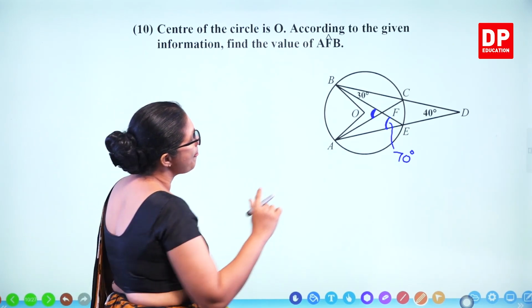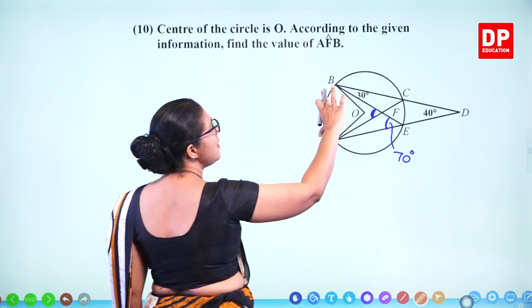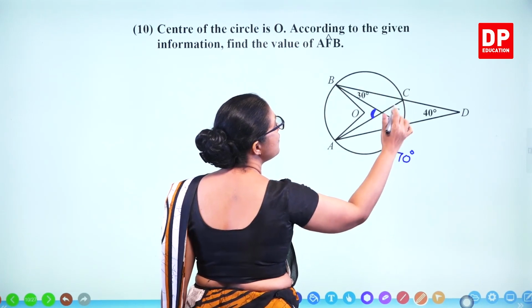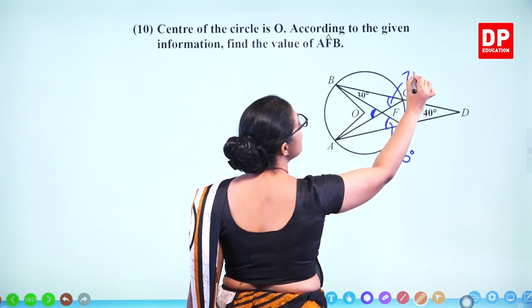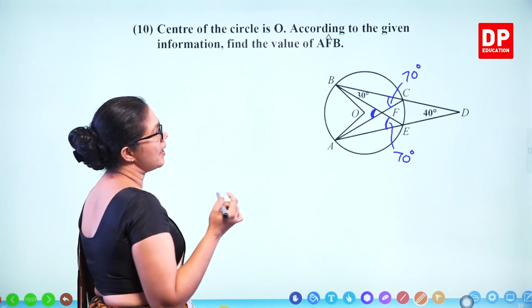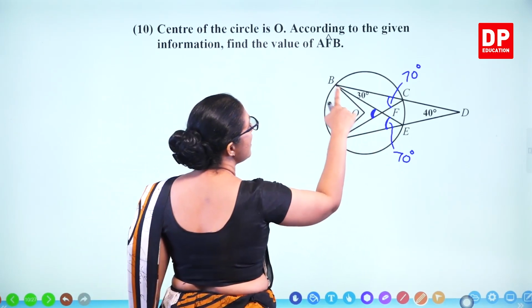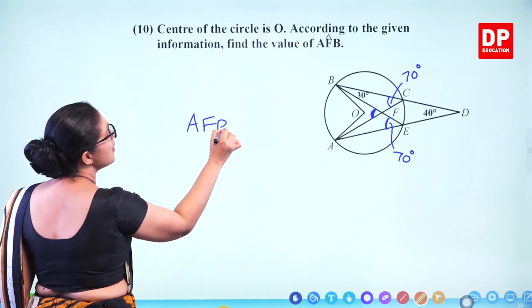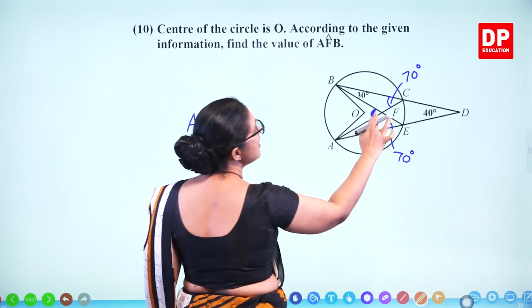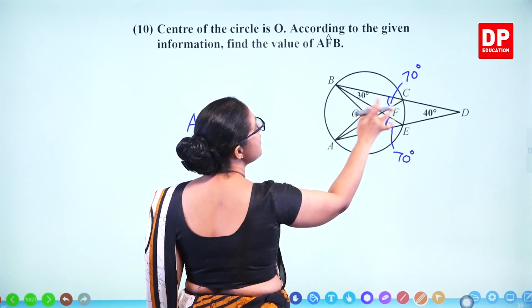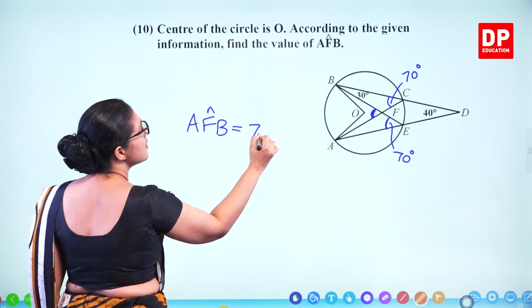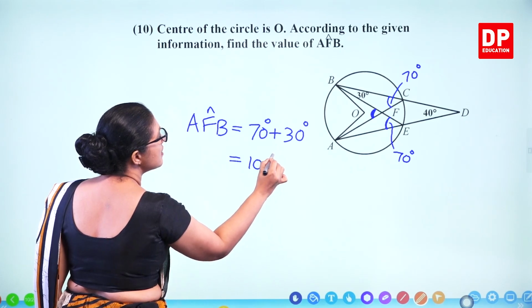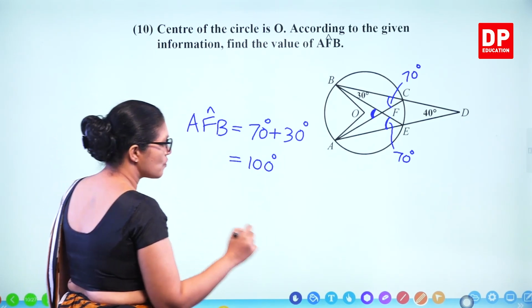That's 70. Then to the AB arc, same segment angles are equal. If this is 70, this is also 70. Now we can easily find out this angle. AFB. What's AFB? AFB angle is equal to sum of opposite interior angles. So 70 plus 30. That's 100 degrees. So 2 marks for that.